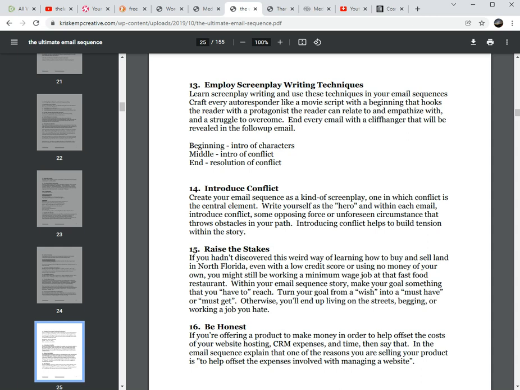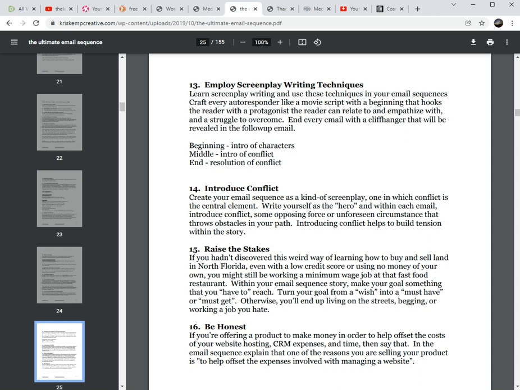Turn your goal from a wish into a must-have or a must-get. Otherwise, you'll end up maybe living on the streets, begging, or working a job you hate. So you want to raise the stakes by having dramatic consequences for people that don't read the email, that don't buy the product or the service, right?